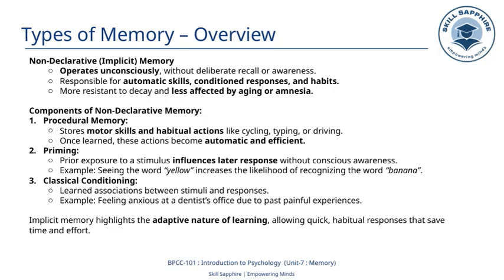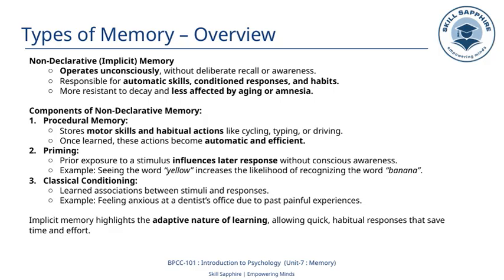Within non-declarative memory, there are several important components. The first is procedural memory, which stores our motor skills and habitual actions. Think about activities like cycling, typing, or driving. Once we've learned these skills, they become automatic, allowing us to perform them efficiently without conscious effort.